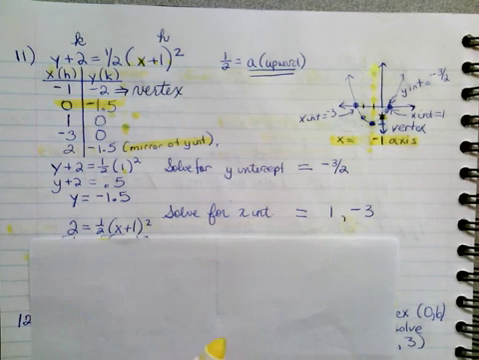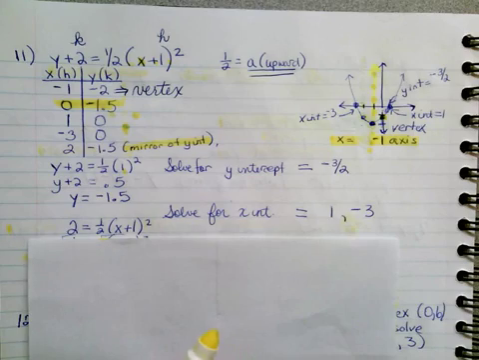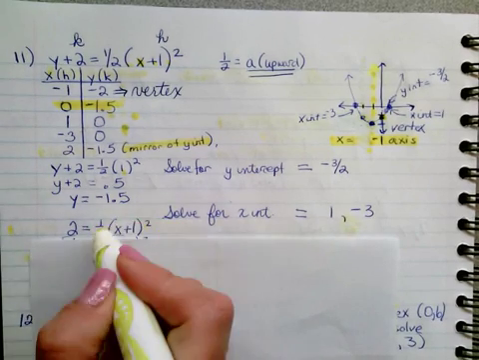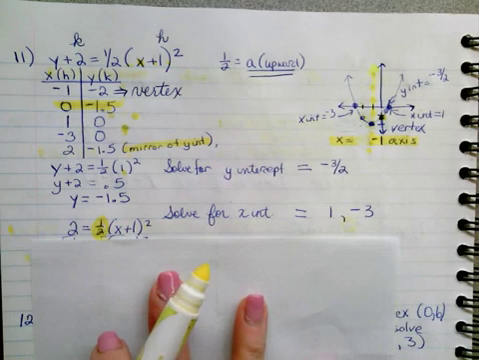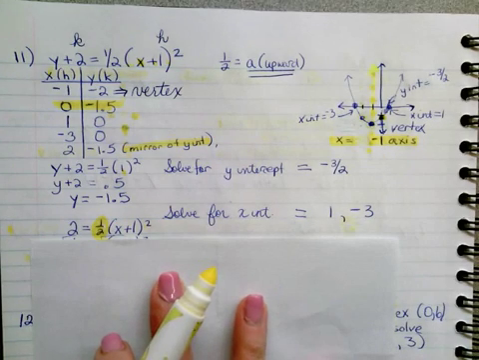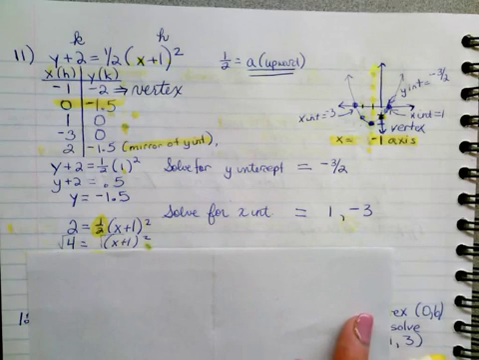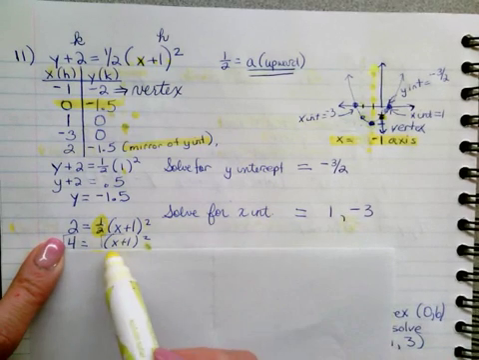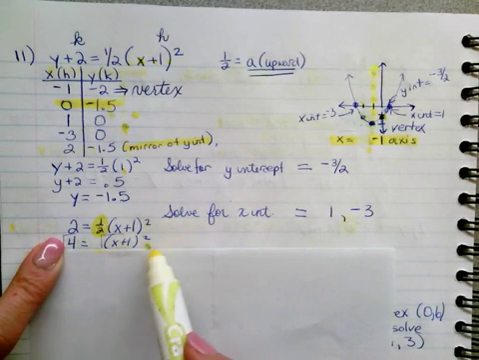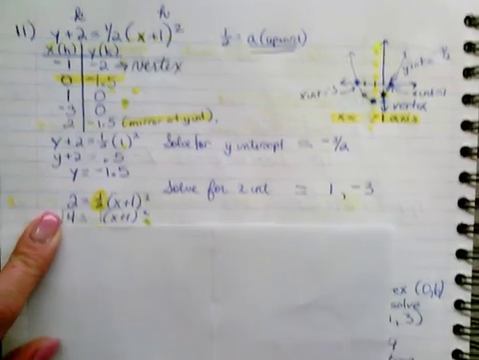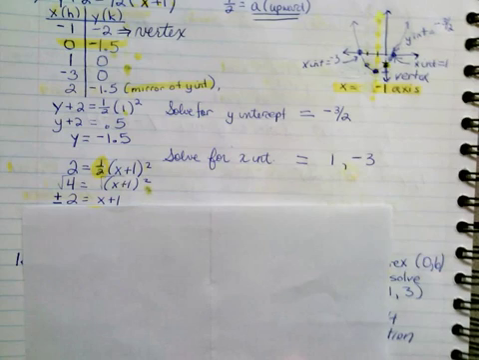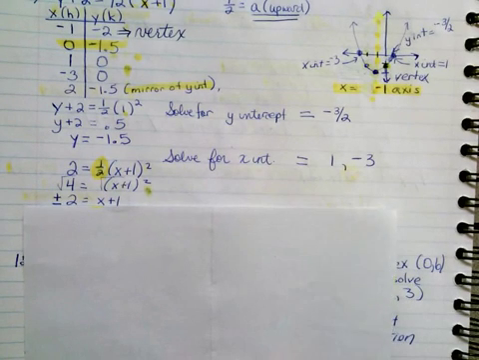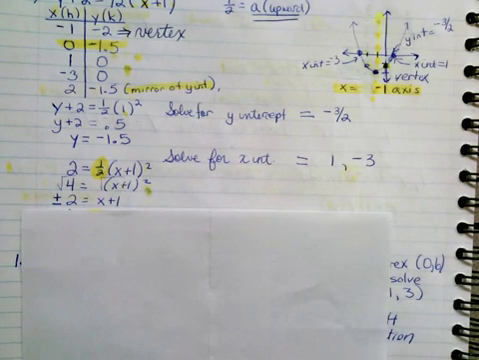A couple problems back, I said the most convenient way to do this is not to distribute, but rather to divide out this item preceding the square. Can't divide by a fraction, so you multiply by its reciprocal, which is why I ended up with 4 equal to x plus 1 squared. Square root of x plus 1 is equal to the square root of 4. Square root of 4 is 2 and negative 2.